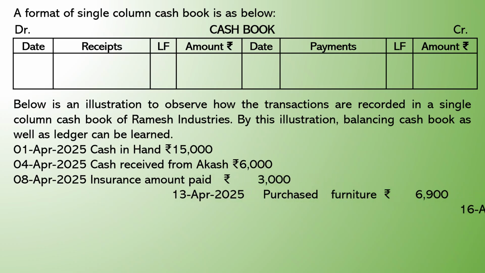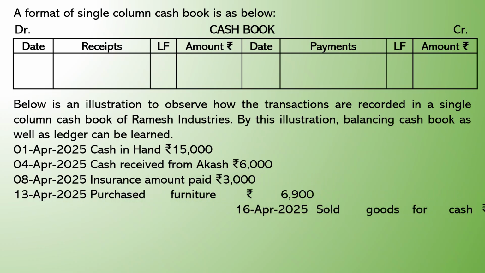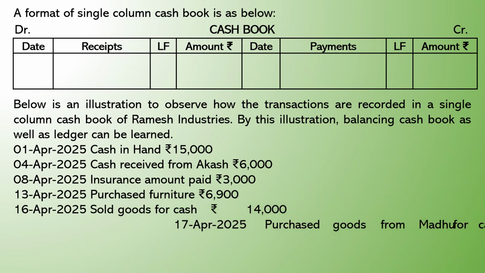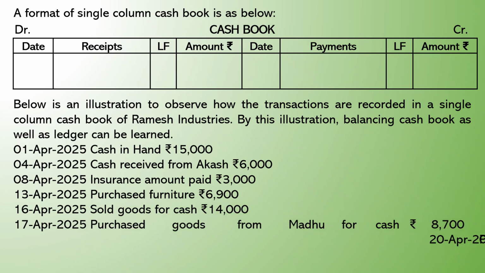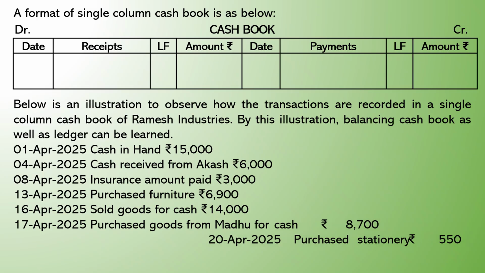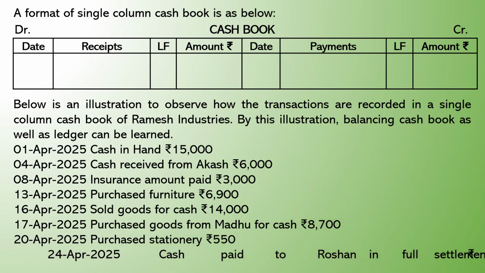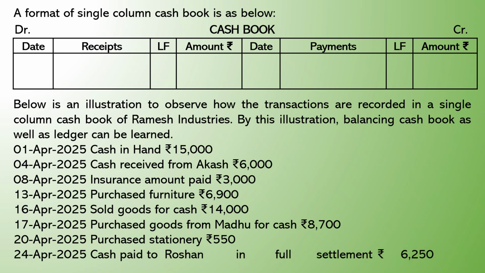13th April 2025 purchased furniture 6,900 rupees. 16th April 2025 sold goods for cash 14,000 rupees. 17th April 2025 purchased goods from Madhu for cash 8,700 rupees. 20th April 2025 purchased stationery 550 rupees. 24th April 2025 cash paid to Roshan in full settlement 6,250 rupees.